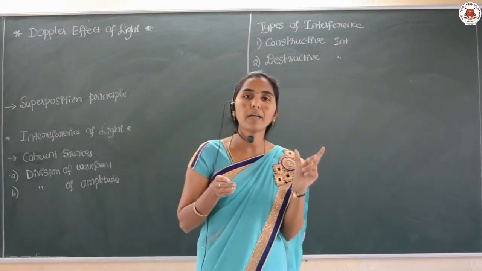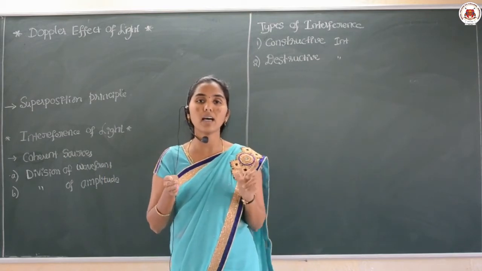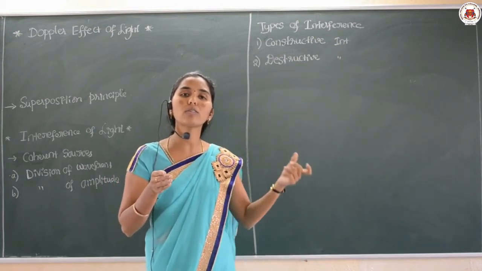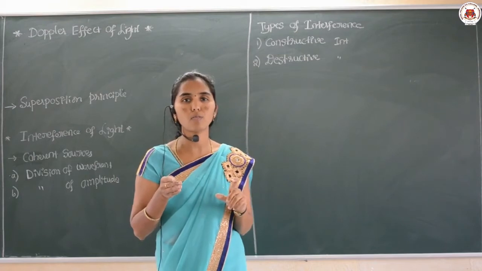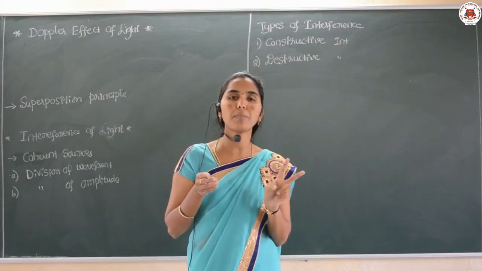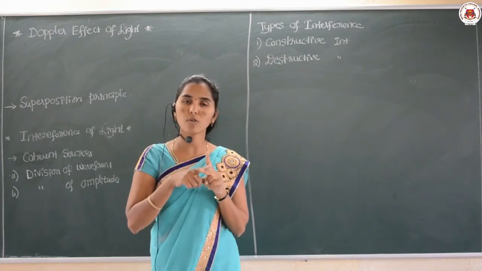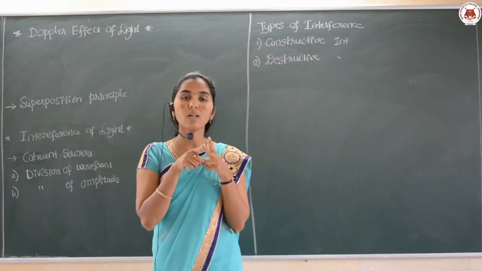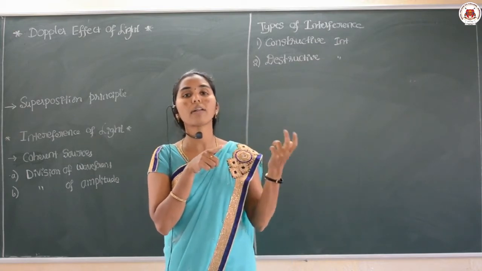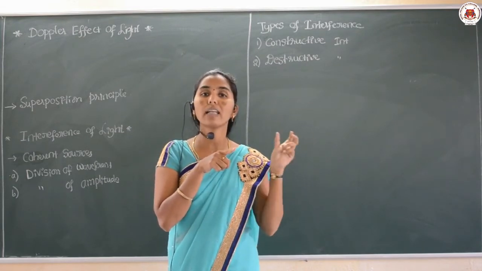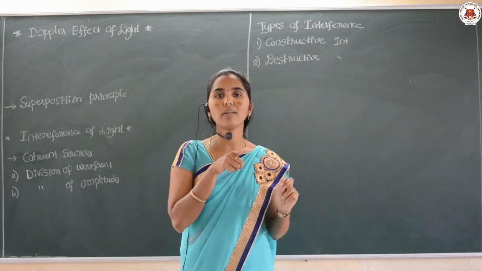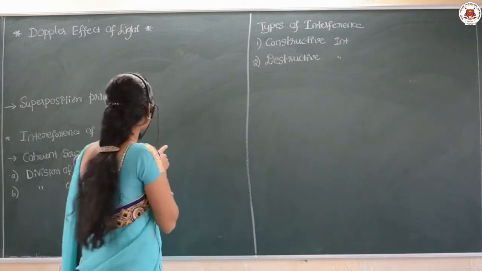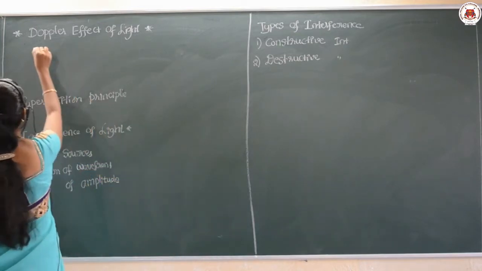That means the apparent increase or decrease in the frequency or the wavelength of the light waves, when either the source of light or the observer is moving. When there is a relative motion between the observer and the source of the light, the decrease in the wavelength or increase in the frequency of the light waves reaching an observer is called the Doppler effect of the light. In the Doppler effect, there are two terms we need to understand.